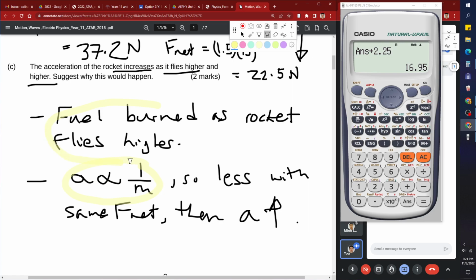And based on this fact, of course, that's showing knowledge of how acceleration changes because of mass.